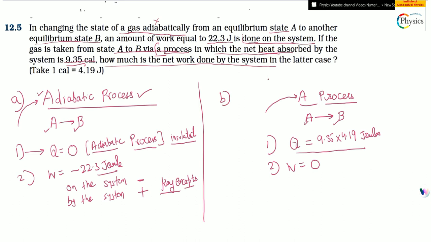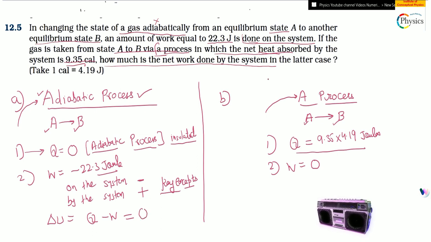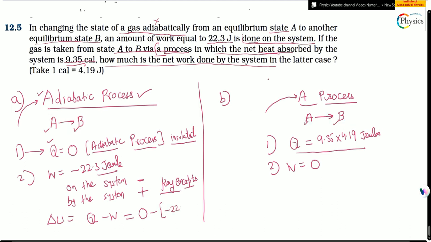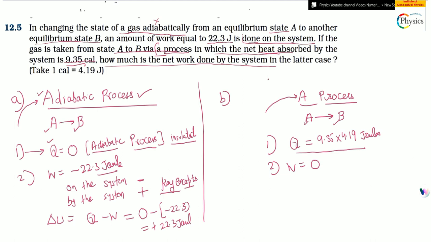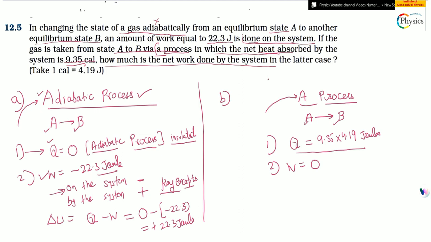Now, let's apply the first law of thermodynamics. The overall change in internal energy is given by the heat supplied minus the work done. How much heat have you supplied? Zero. This is an adiabatic process. We've already mentioned. Minus the work done, which is minus 22.3, is equal to plus 22.3 joule. What does this mean? This means the work done on the system, as per the numerical, results in increase in internal energy. I hope this is making sense.